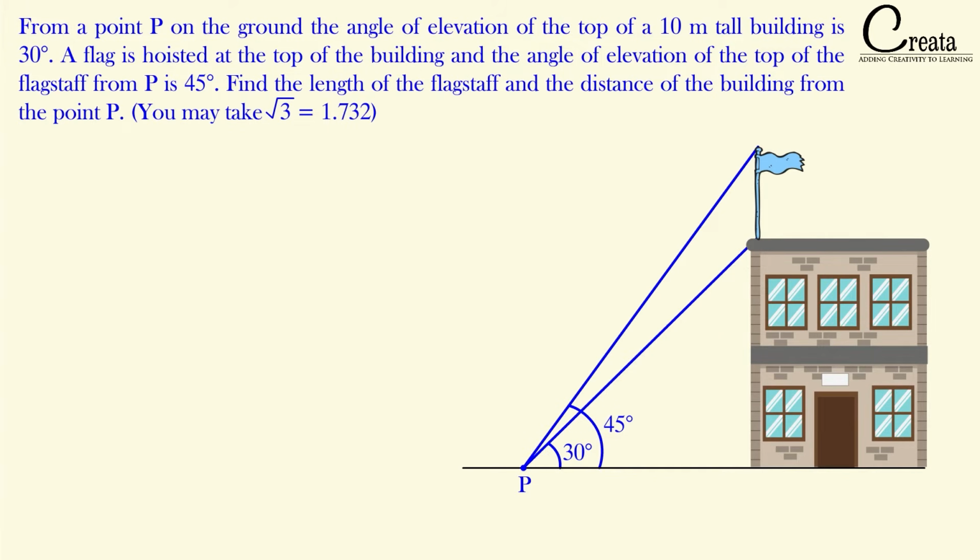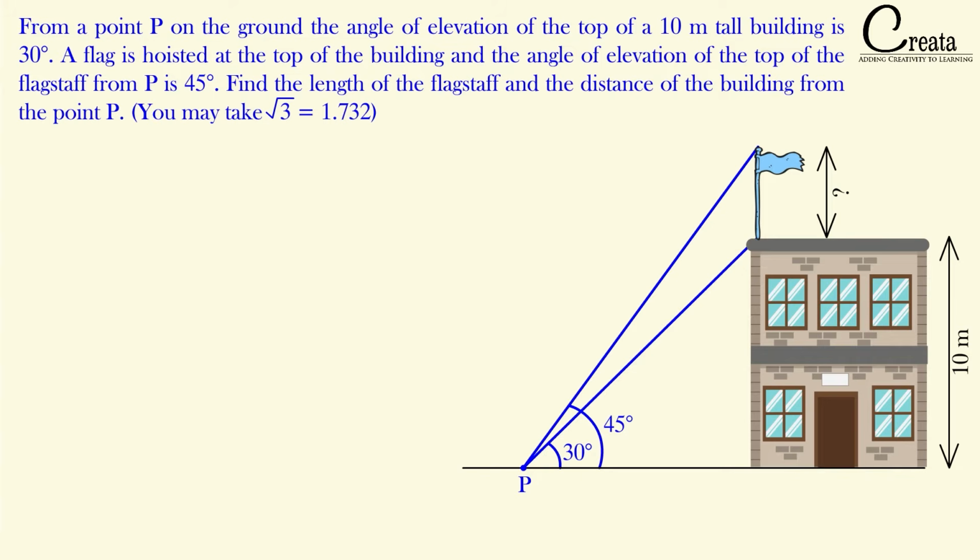The concept of angle of elevation is when we are looking upward. Further, the height of the building is also given as 10 meter. And in this question, we have to find the height of the flag staff, that is the height of the total flag, the length of the complete pole of the flag. So this is the scenario that we got out of the question.